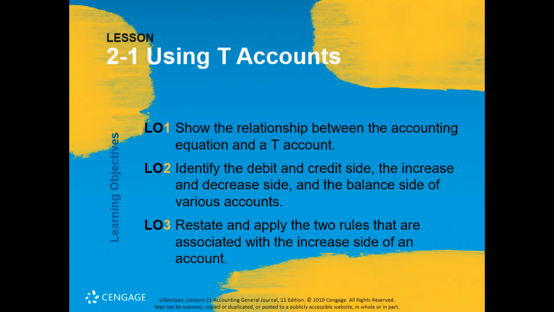All right. Identify the debit and credit side, terms that maybe we've heard of before and maybe we have a different understanding of. The increase and decrease side and the balance side of various accounts. Understand that some accounts have a natural balance of one side, some have a natural balance of another. So we'll call it the normal or natural balance side. Restate and apply the rules that associate with the increase side of an account. Ooh, what's that? All right. Now we have some tools in our tool belt.